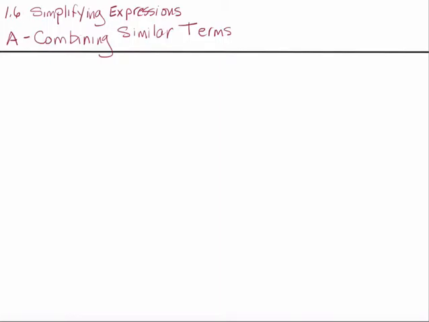For part A, combining similar terms, we're going to need to know what a term is. Here's an algebraic expression. 3x is a term, and 5 is a term. Terms are the things in an algebraic expression that are separated by a plus sign.